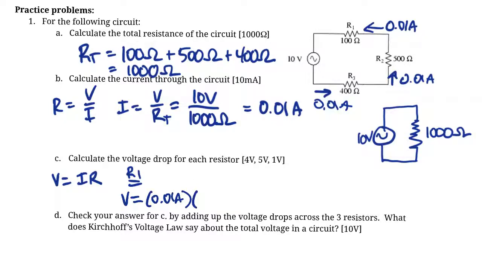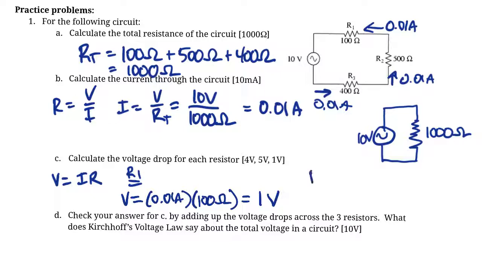And the resistance of that resistor by itself is 100 ohms, right? If we do that, the voltage drop for that resistor is going to be, if we multiply that, it's going to give us 1 volt. So that's it. Across resistor 1, that is going to lose 1 volt.